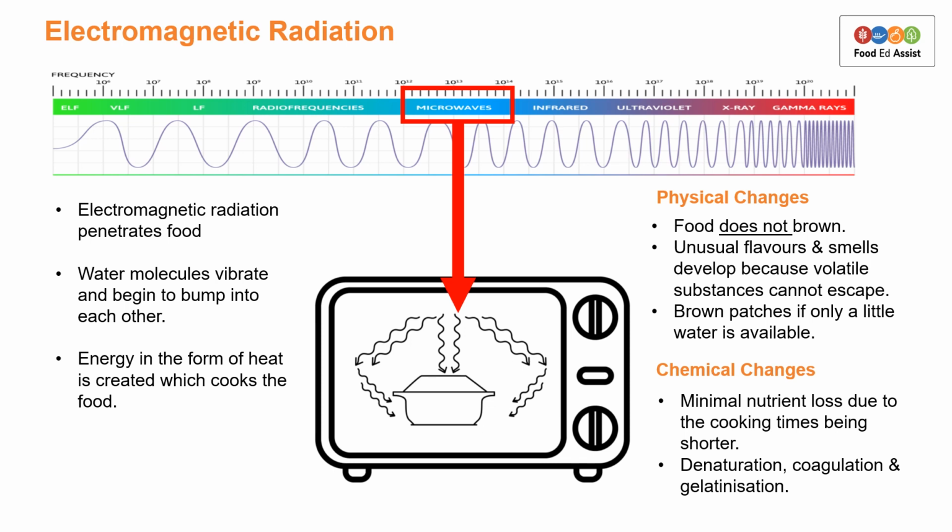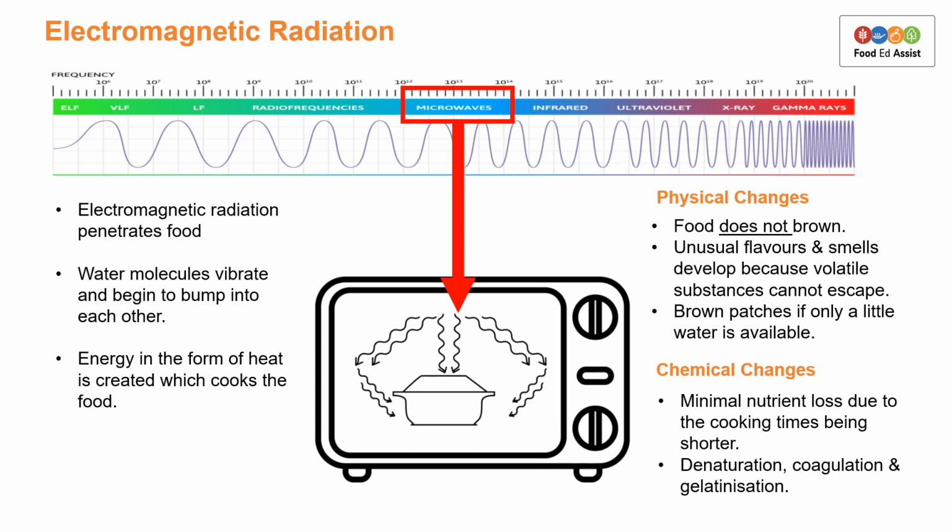Electromagnetic radiation. When we talk about electromagnetic radiation, we're talking about microwave cooking. Microwaves cook food using waves of radiation, just the same way we listen to a radio or we have an X-ray. Electromagnetic radiation in microwave cooking penetrates foods. They're waves that penetrate the food. The water molecules inside the food vibrate and they begin to jump into each other. That causes energy, and that energy helps to heat up and cook the food.